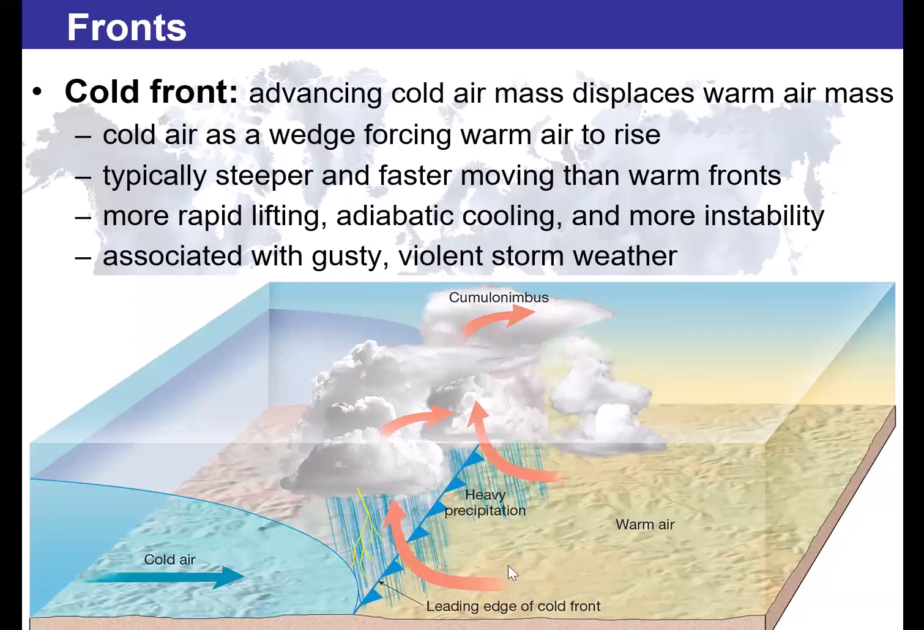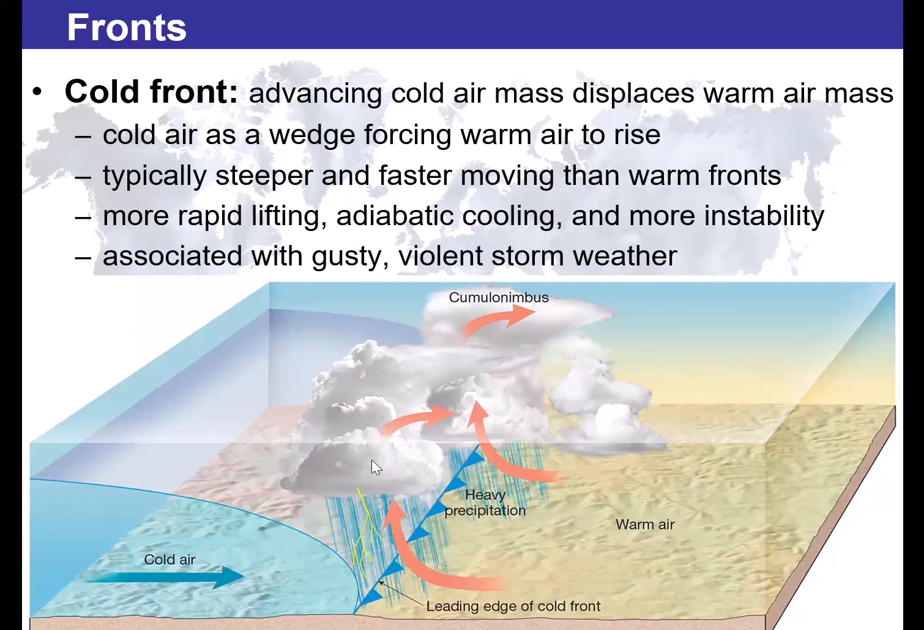and that is going to not only be associated with gusty, violent storm weather, as all of this warm, moist air is being forced up into the atmosphere. We reach that LCL, that lifting condensation level, where we have that dew point, clouds form rapidly, and this can result in heavy precipitation. So the cold front, as it moves across, forcing this warm air up, all of that moist air rises, cools through the adiabatic process, and this can result again in those gusty, violent storms that can result in heavy precipitation.